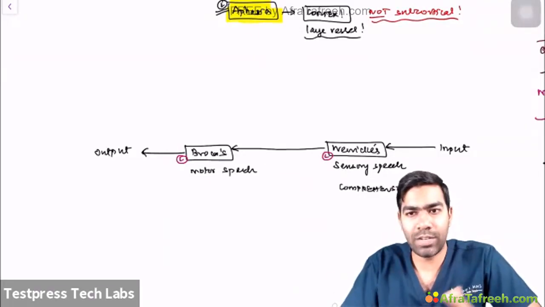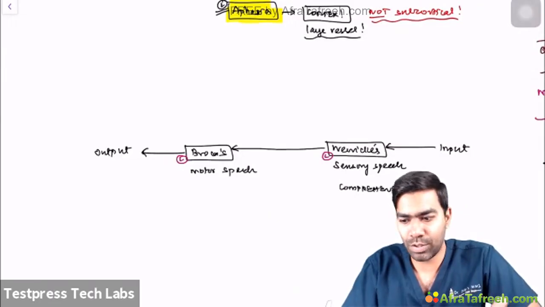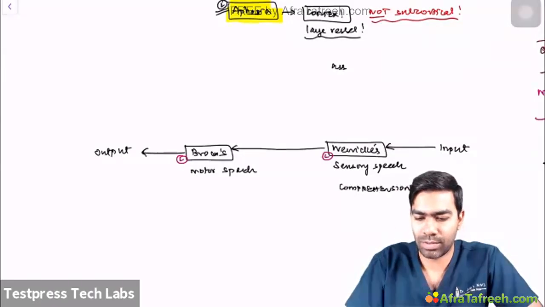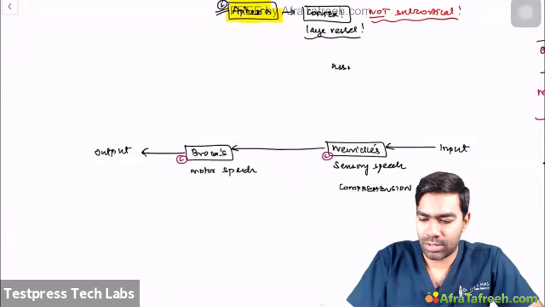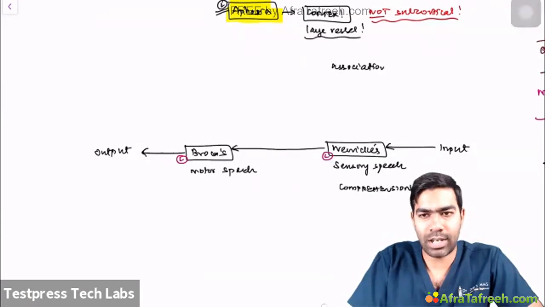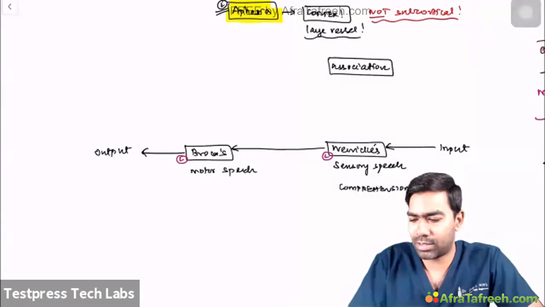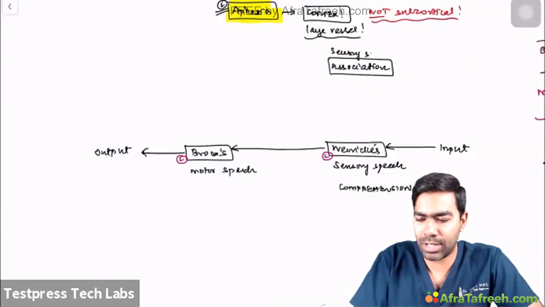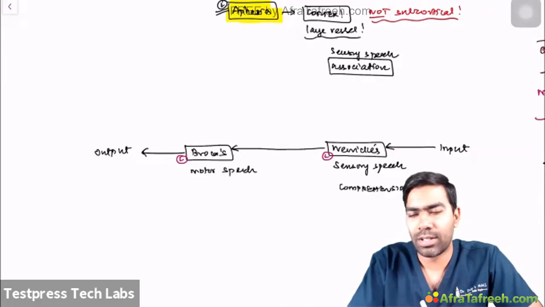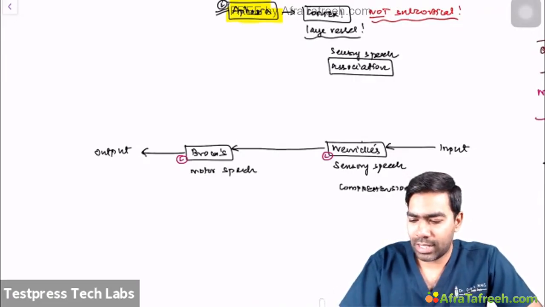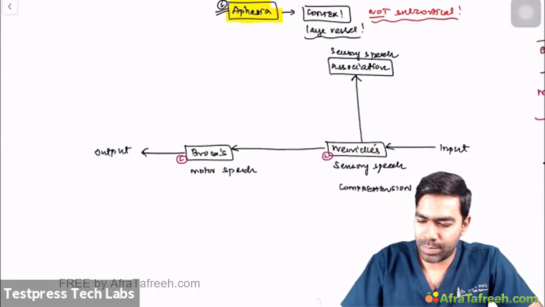Which means Wernicke's area alone can't produce proper language. You need some association areas also. You need a lot of association areas. For that matter, the association area that is associated with Wernicke's is what we refer to as the sensory speech association area. So of course, Wernicke's interacts with the sensory speech association area also.